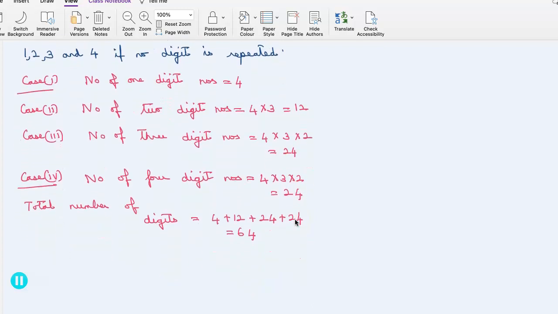Again, number of 4-digit numbers will be first digit can be filled in 4 ways, second digit in 3 ways, third digit in 2 ways, fourth digit in 1 way, so it is 4 into 3 into 2 into 1, which is 24. So your total number of ways will be 4 plus 12 plus 24 plus 24, which is 64.